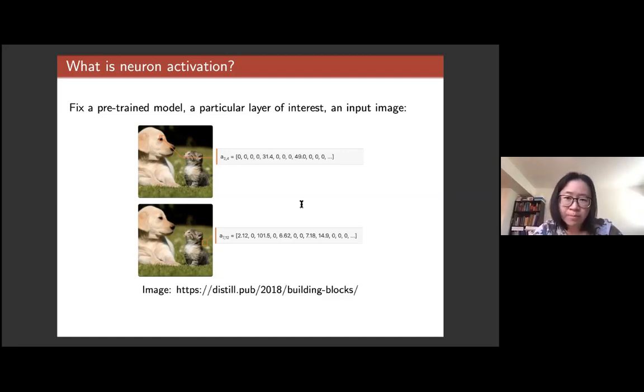So here we mostly focus on activation vectors, right? In some sense, my interpretation of neural activations is how a neural network reacts to a particular input. This vector is in some sense representing how the artificial neuron is firing when it sees this patch.